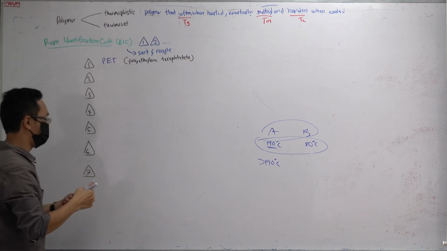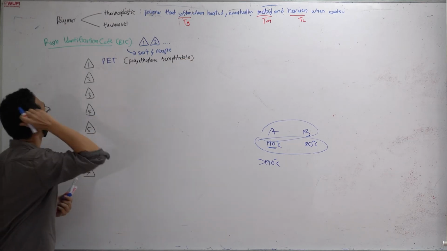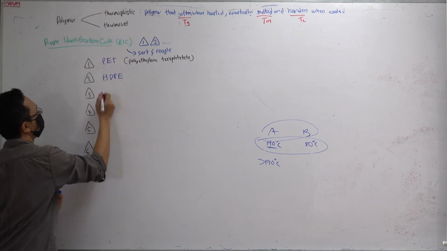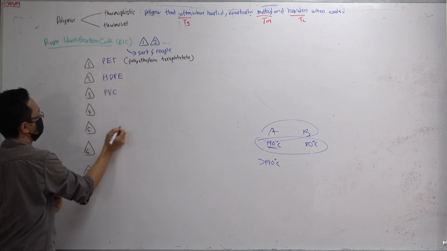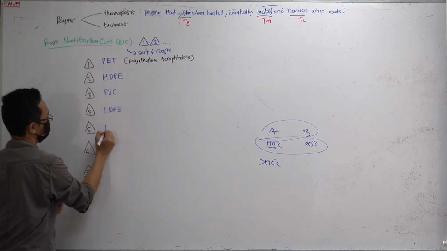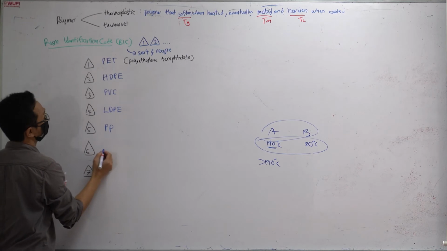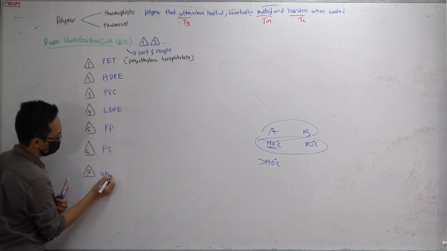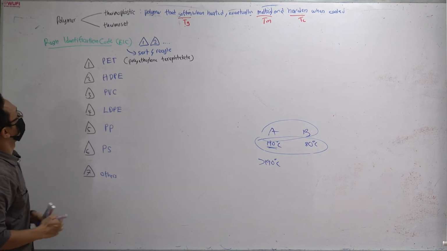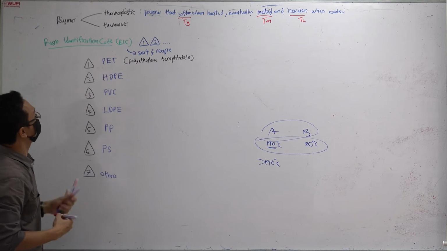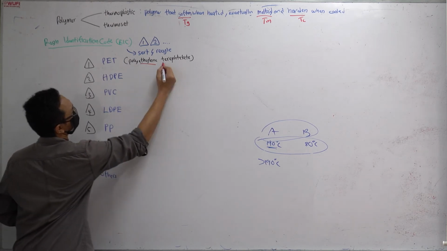And then after PET, number 2 is HDPE. Number 3 is PVC. Number 4 is LDPE. Number 5 is PP. Number 6 is polystyrene, and number 7 is for others. Okay, so PET, polyethylene terephthalate. From the word itself, you see there are ethylene and also terephthalate.